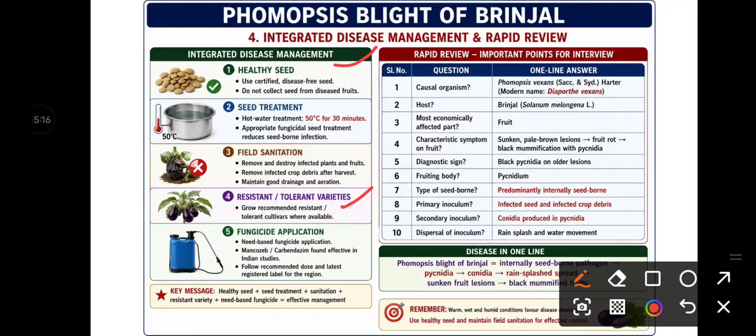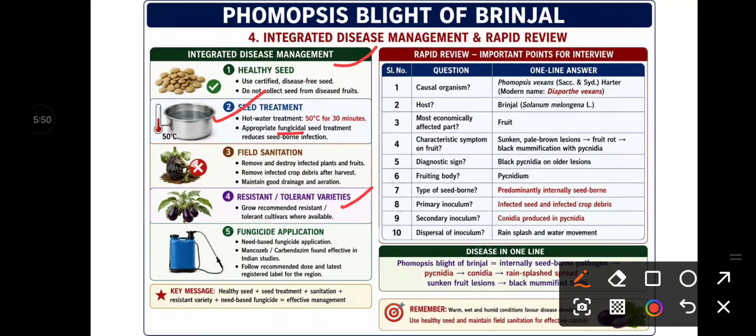Next, if some contamination is there, we can do some seed treatment to reduce the seed inoculum. How? Because it is internally seed-borne, we can do hot water treatment: 50 degrees Celsius for 30 minutes. Apart from this, we can also do fungicide treatment to reduce the seed-borne infection. So these three major points we do to reduce the seed-borne inoculum.